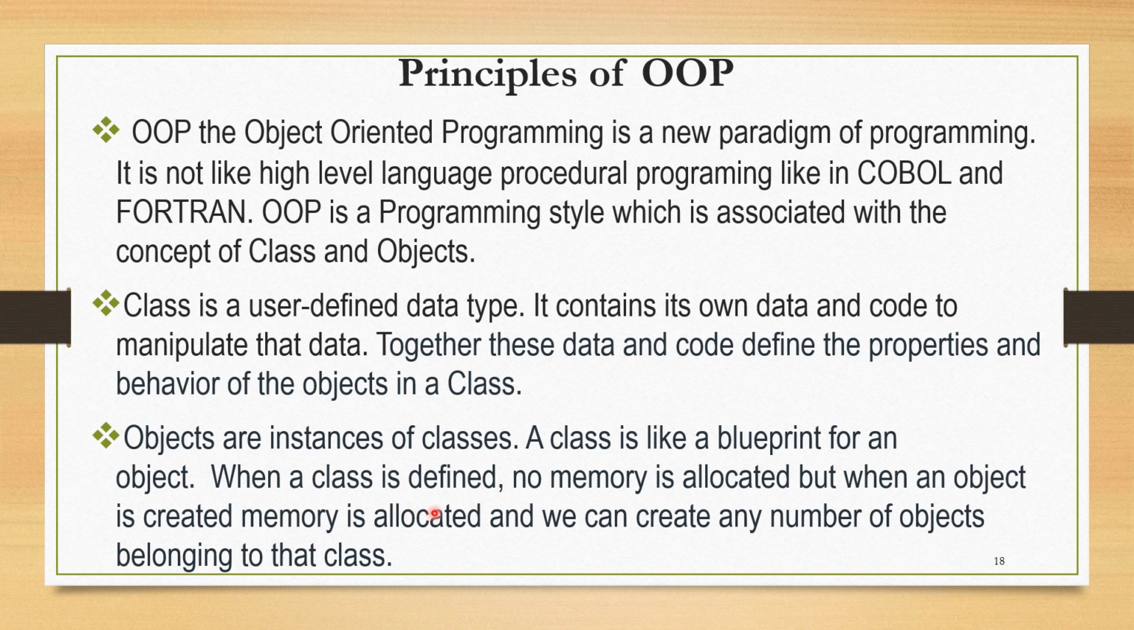When you define a class, we don't occupy any memory location. Memory is not allocated to that. But when you create an object from the class, then memory is allocated to that object, and we can create multiple objects from one single class.